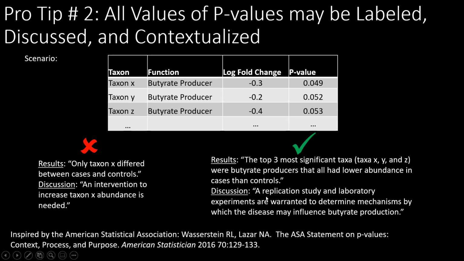And then in the discussion, we could say something like, well, a replication study and laboratory experiments should be done to validate these findings. So we're not saying that things are statistically significant when they're not. We don't want to move our goalposts necessarily, but you're allowed to discuss them and contextualize the results.